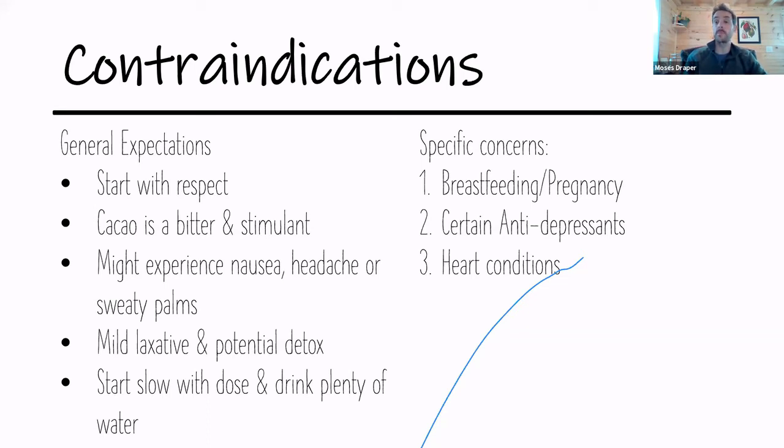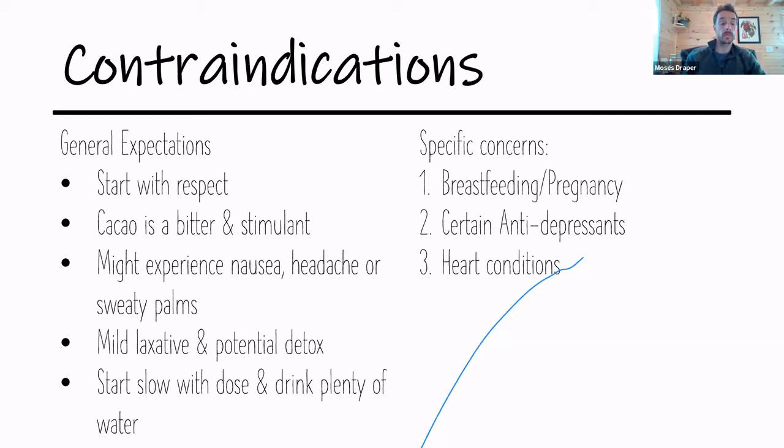That would include limited to no chocolate. So this should be pretty self-evident. I believe it's the tryptophan in cacao that is contraindicated with those type of antidepressants. The second type is the SSRI antidepressants, which are more common. Those are the serotonin-based antidepressants.